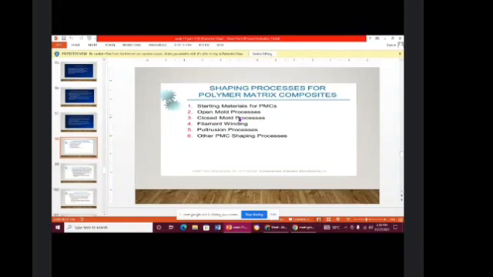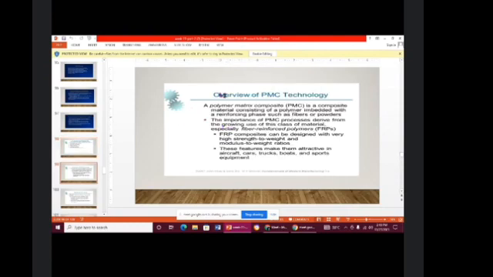The topic is shaping processes for polymer matrix composites. The shaping processes for polymer matrix composites involve the starting materials for PMC, which is polymer matrix composites. They include open mold processes, closed mold processes, filament winding, pultrusion, and other PMC shaping processes. Next is the overview of polymer matrix composites technology.